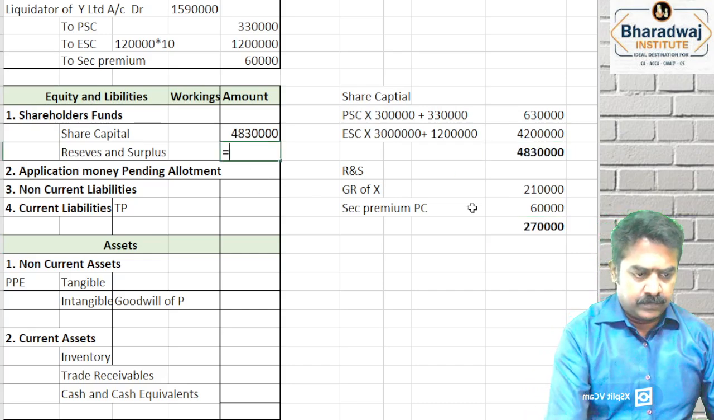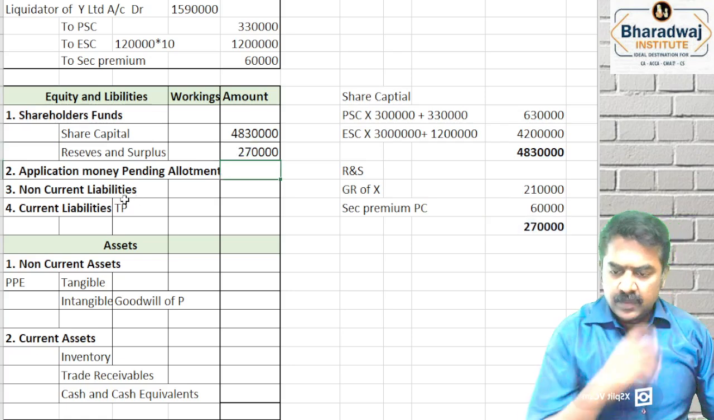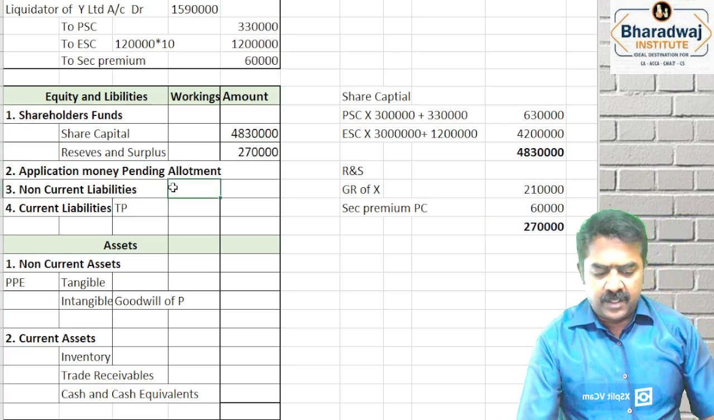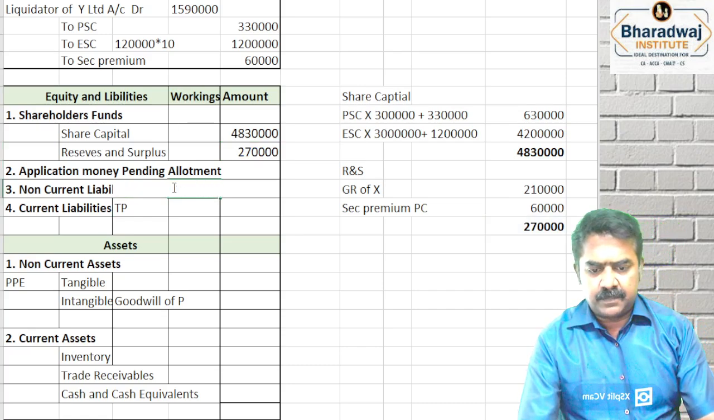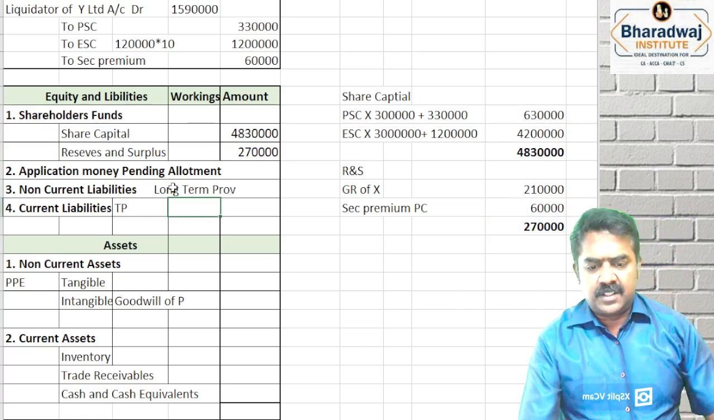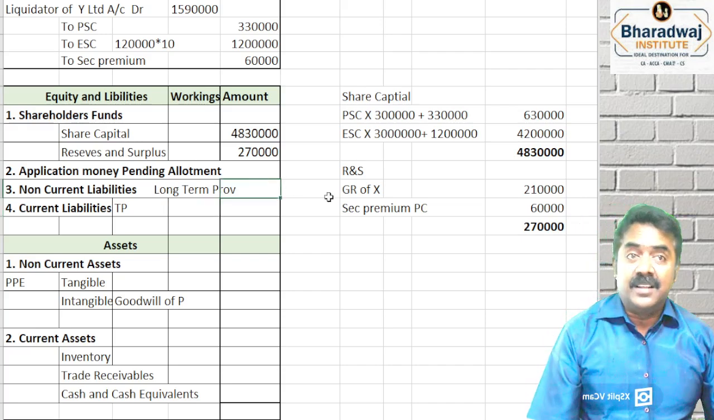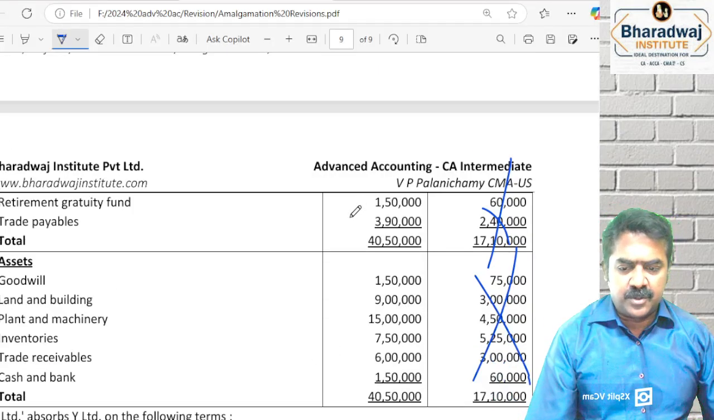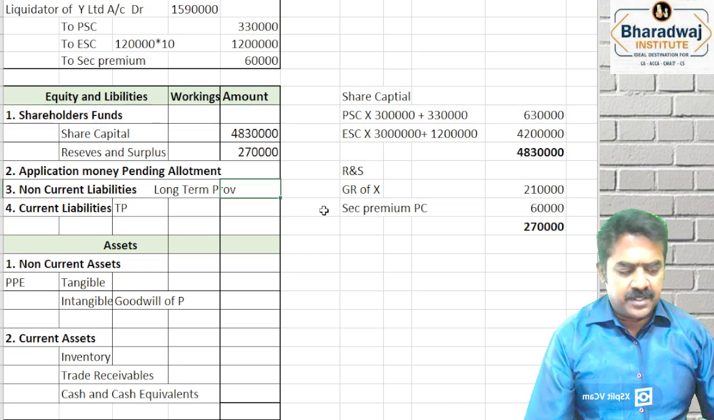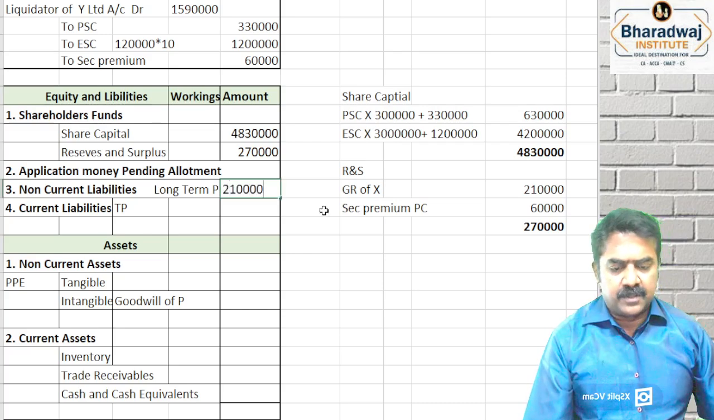Gratuity. Then the gratuity fund will come under long-term provisions. That is not a liability, it is a long-term provision. What is the gratuity fund? 1,50,000 plus journal entry 60,000, 2,10,000.